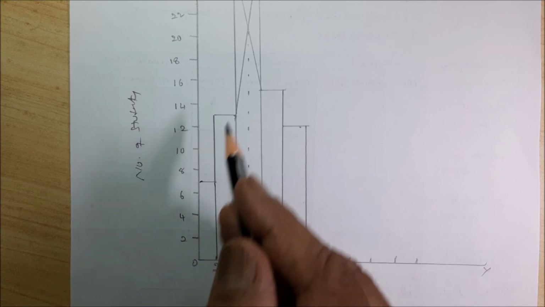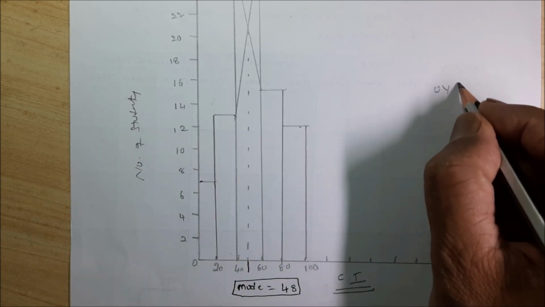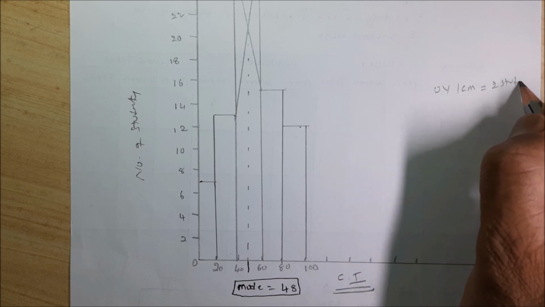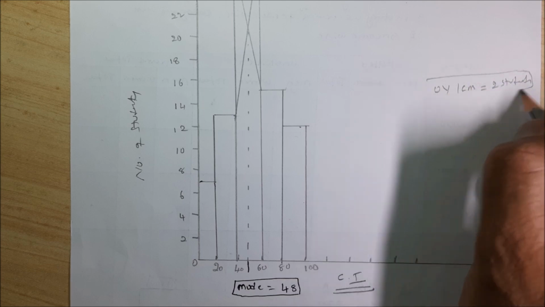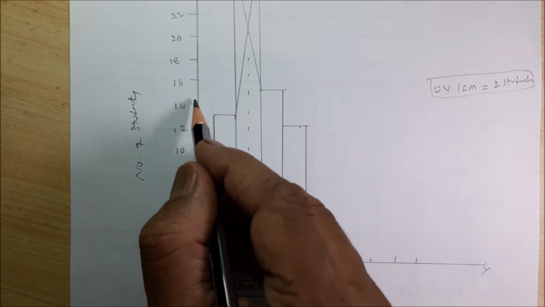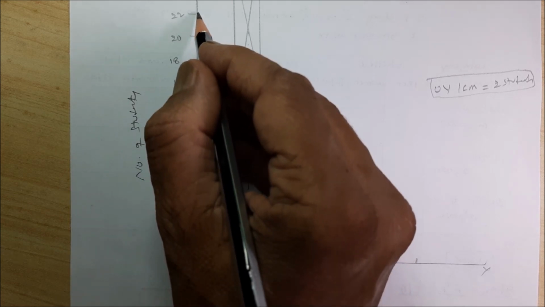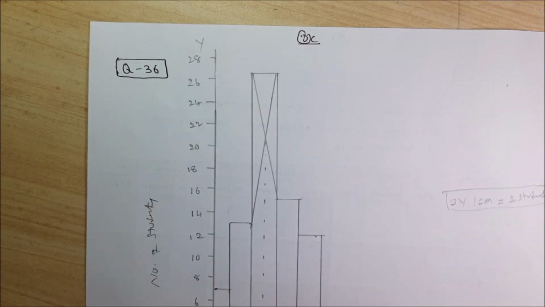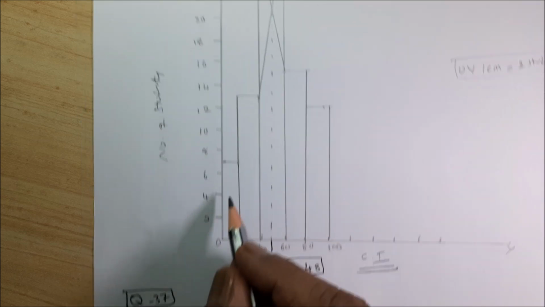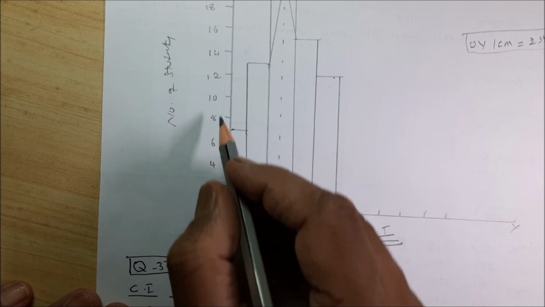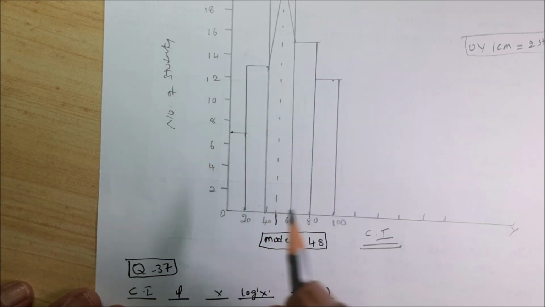In the OY axis, I have taken 1 centimeter equal to 2 students: 2, 4, 6, 8, 10, 12, 14, 16, 18, 20, 22, 24, 26, 28. If you get 5, it is between 4 and 6. If it is 11, it is between 10 and 12. Likewise you can mark according to that.